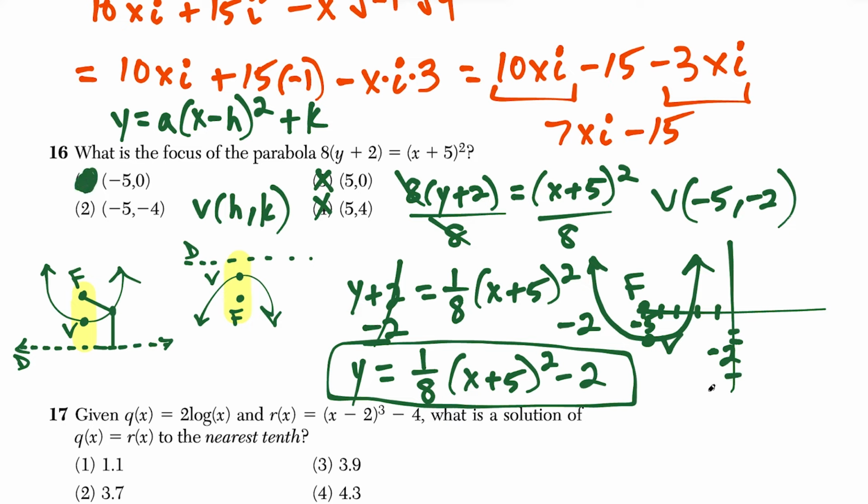If we go down to -4, this is no good. This would tell us the height of our directrix. Our directrix would be at y equals -4. So just understanding the concept and how to draw this out will get you to the correct answer.